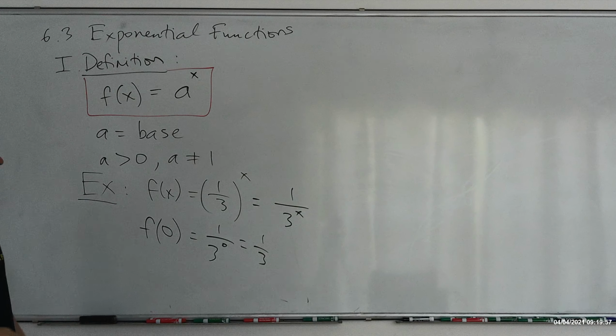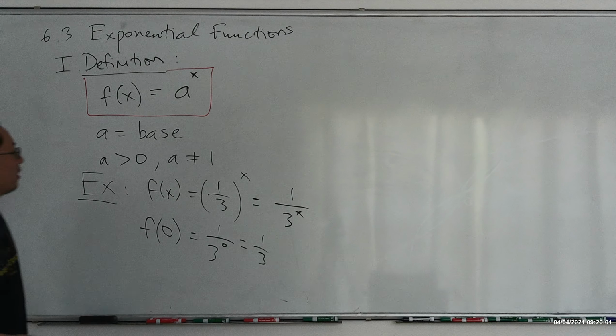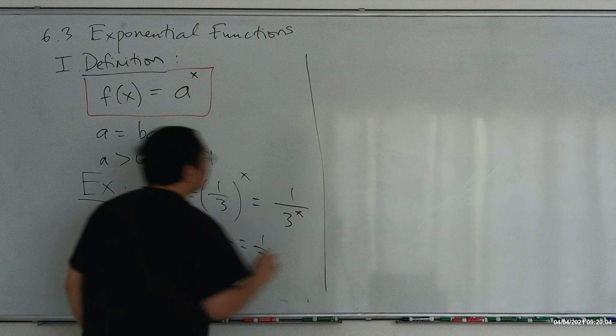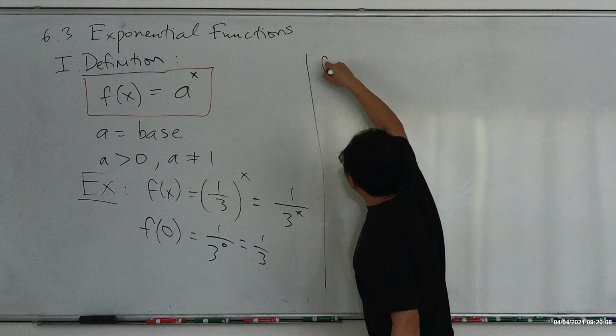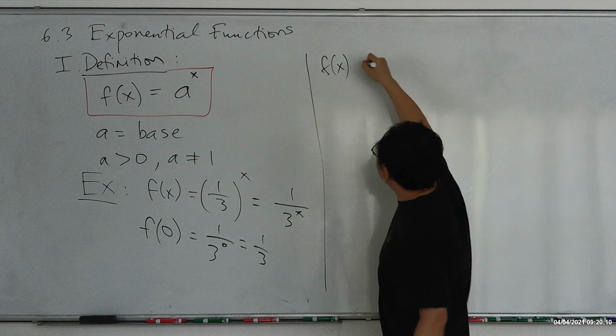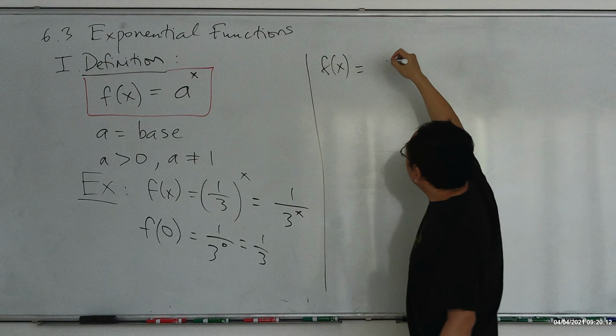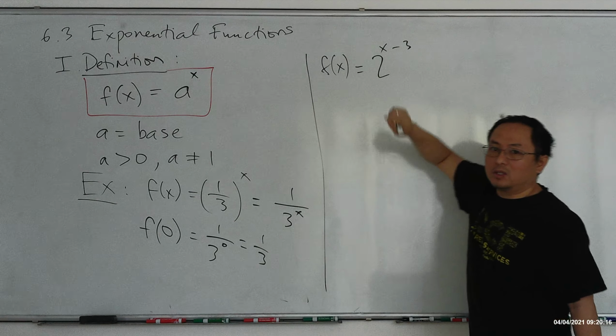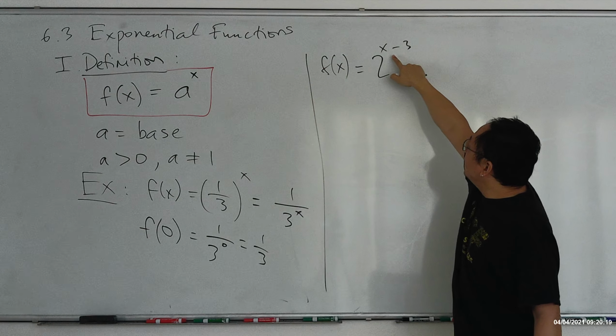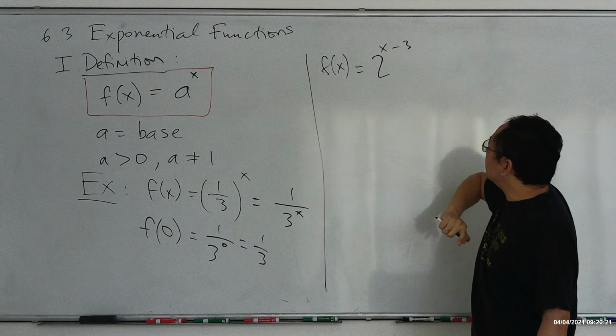Let's extend the concept of exponential function a little bit more. Let me show you another version of exponential function. You can have this. Say f of x, another example, equal to 2 to the x minus 3. So you see that instead of having just x in the exponent, you have x minus 3.